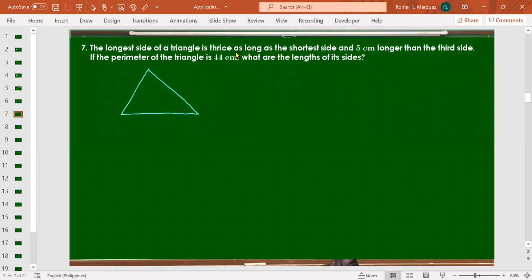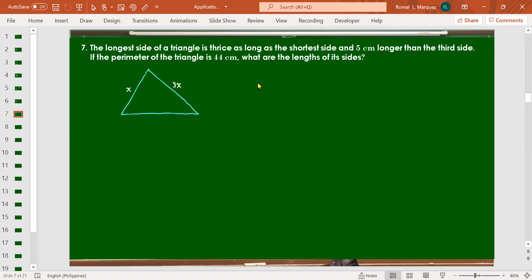The longest side of a triangle is thrice as long as the shortest side. So let this be the shortest side. Let X be the shortest side. Let me have this as the longest side, thrice as long, and 5 centimeters longer than the third side. So I'm going to postpone the other condition because we can use that for our equation. Again, the longest side is thrice as long as the shortest side and 5 centimeters longer than the third side.